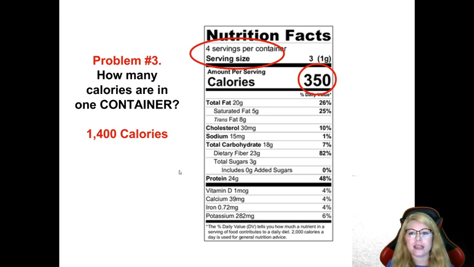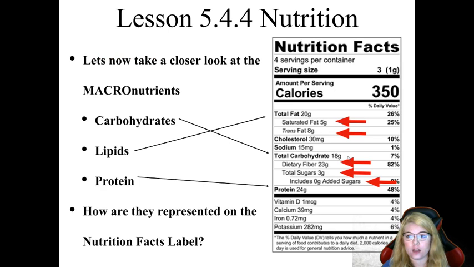And problem number 3, how many calories are in one container? So it's telling us here that there are 4 servings in one container. And if you calculated the carbs, lipids, and proteins, then you would have gotten 350 calories. And you need to times that by 4 if we're eating the entire container of this food, which would be 1,400 calories.